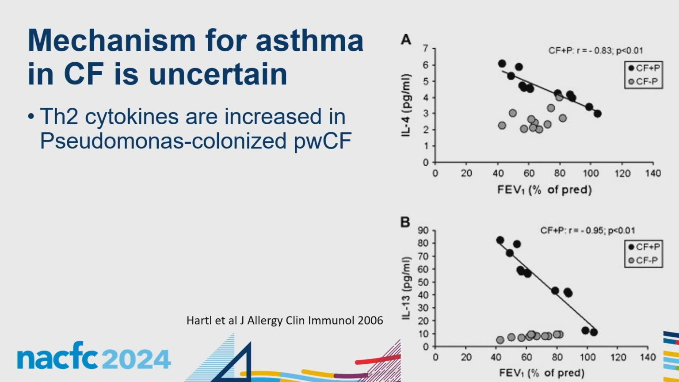The mechanism for the increased asthma prevalence in CF is uncertain. So we do know that Th2 cytokines are increased in Pseudomonas colonized people with CF, as we saw from this publication from Hartl et al. back in 2006. IL-4 and IL-13 were increased in Pseudomonas colonized people with CF, but not in those not colonized, and it was correlated with worse lung function depending on the levels of the IL-4 and IL-13.